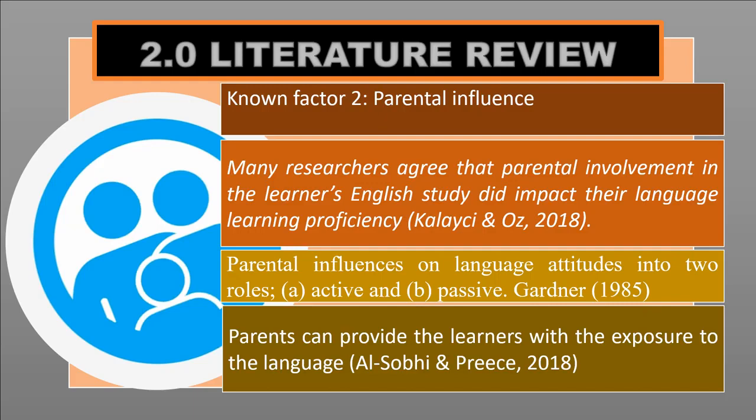Move on to the next factor, which is parental influence. Parental influence and involvement have also been seen as one of the vital factors in one's English speaking proficiency. This is due to the fact that parents have been around the students more, and it might help them to create that environment which can assist one's mastery of the English language. Many researchers agree on parental involvement in the learner's English proficiency. Parents can provide the learners with the exposure as well as the environment to really expose themselves to the language.